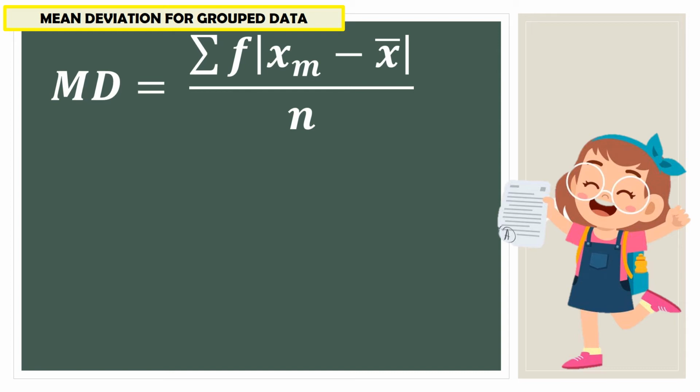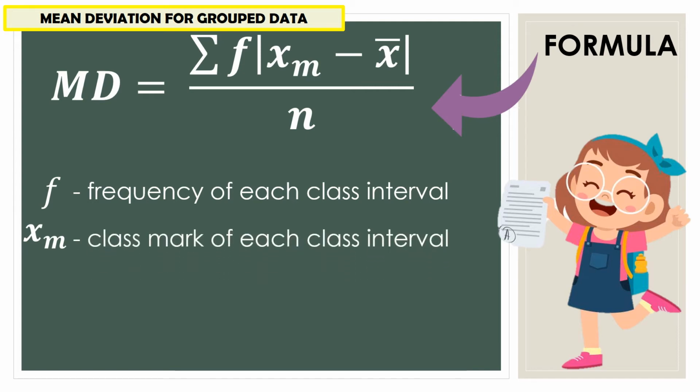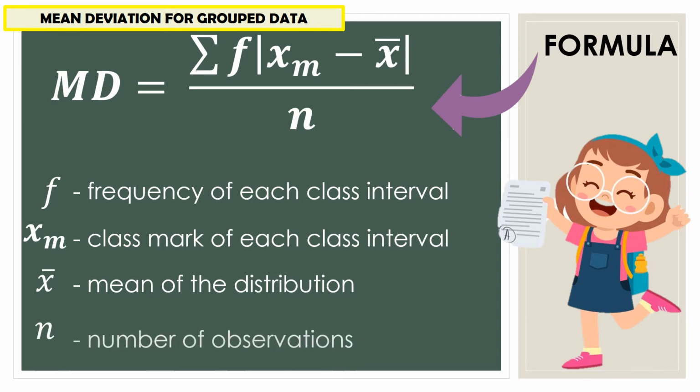Now, let's proceed to mean deviation for group data. So, this time we have another formula. f is the frequency of each class interval. X sub m is the class mark of each class interval. The x bar is the mean of the distribution. And n is the number of observations.